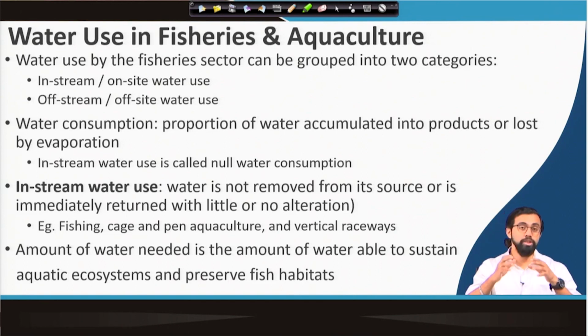You know what seepage losses are, right? Suppose you have a pond, and from the pond bottom a lot of water gets leached out of the system. It will go either to the nearest surface water bodies, or to the groundwater, and recharge the groundwater.